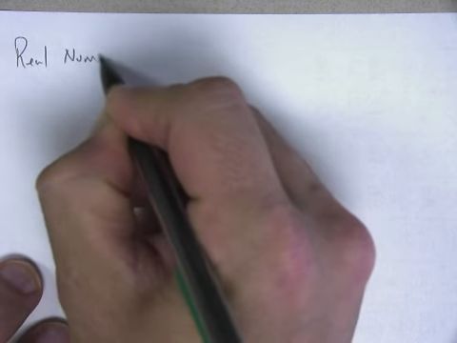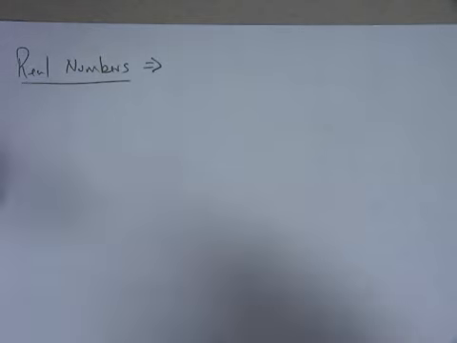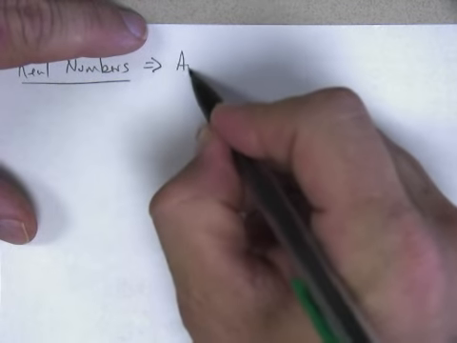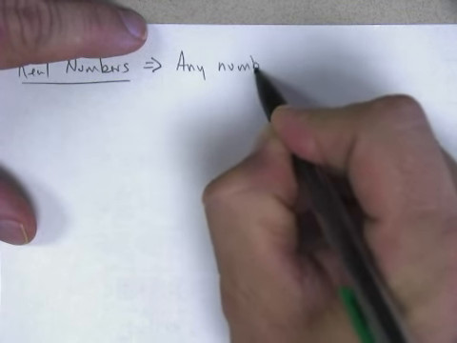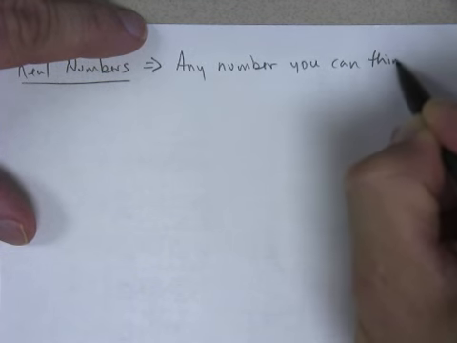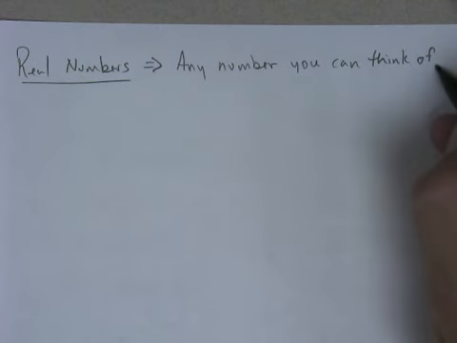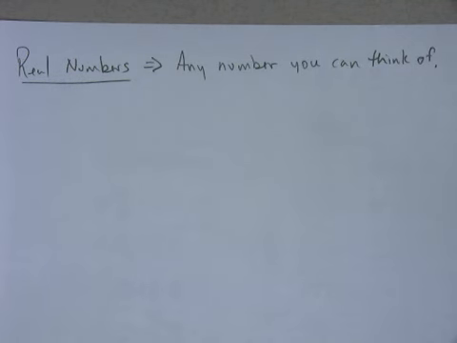So let's just talk about real numbers. I'm going to give you just an easy definition of a real number. A real number is basically any number you can think of. I mean, you name a number and it's going to be a real number. -2, -6.7, 4.5, anything that you can think of. Pi, 3.14, all those are real numbers.